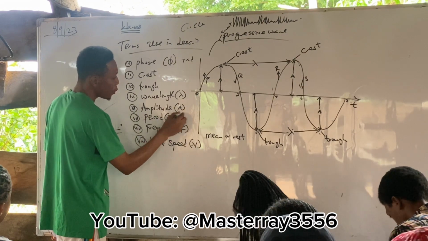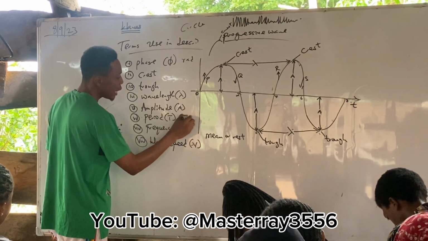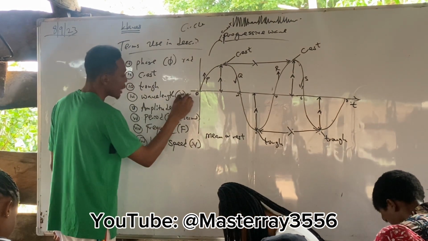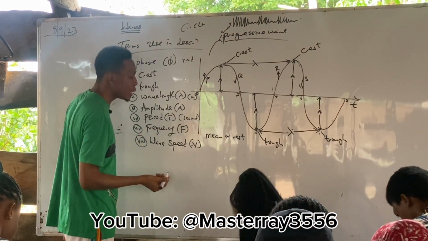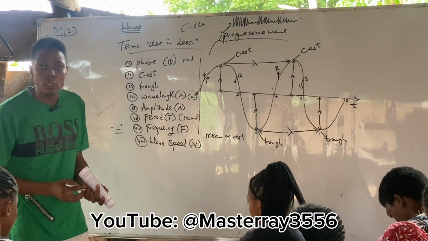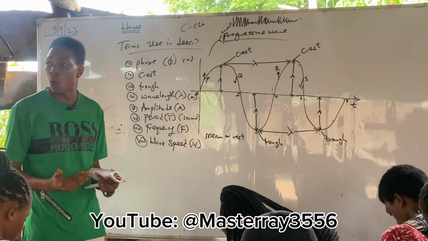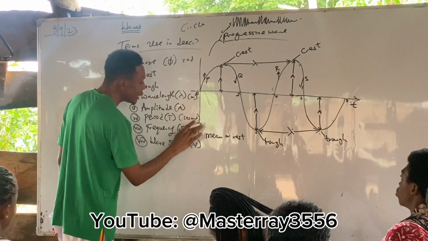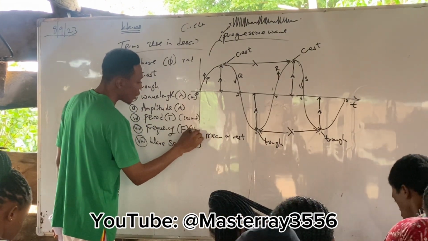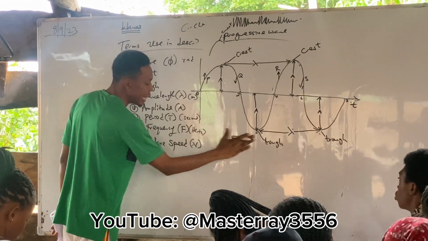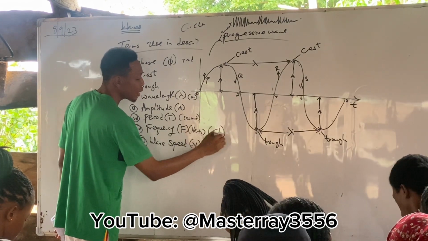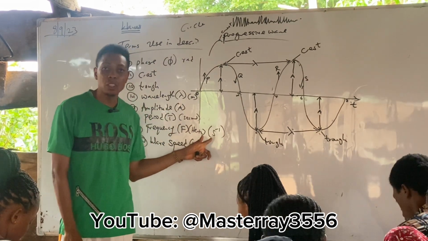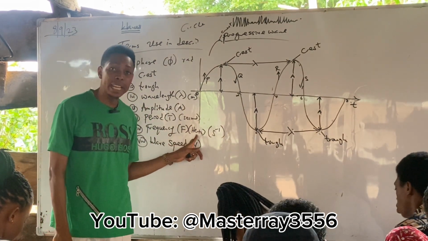The SI unit for period is seconds. And the SI unit for wavelength can be in meter or centimeter. Then the SI unit for frequency is hertz. You can express it in hertz or you can also express it in per seconds.